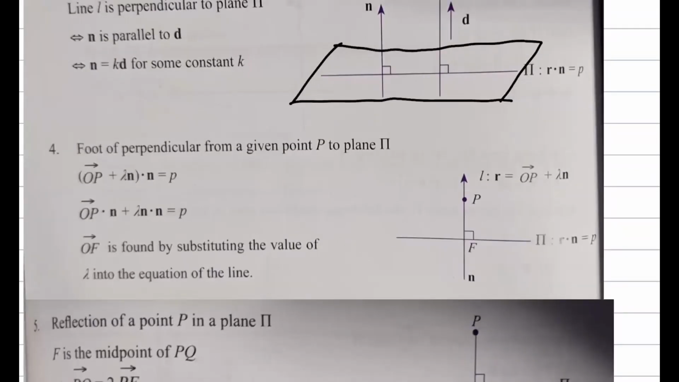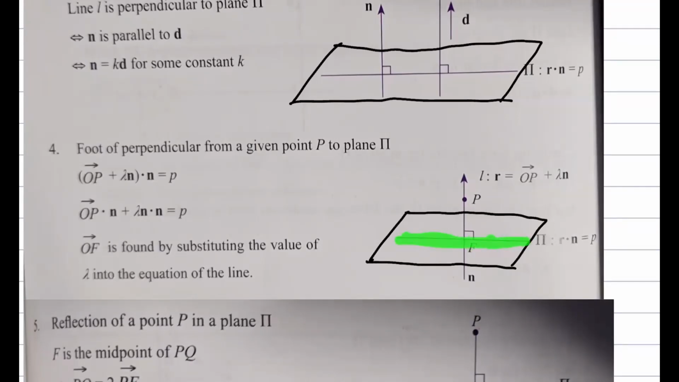Let me draw the plane. I want to draw a nice little plane like this. And then you have a line. This is a line which is just sitting on the plane. And then you have another line. This is the actual line. And sorry, you have a point P. We start off with a point P. And then we are trying to find the foot of a perpendicular dropped from the point P onto the plane.